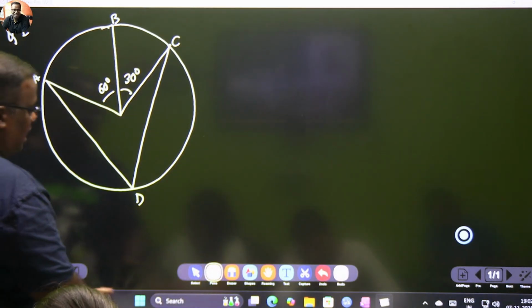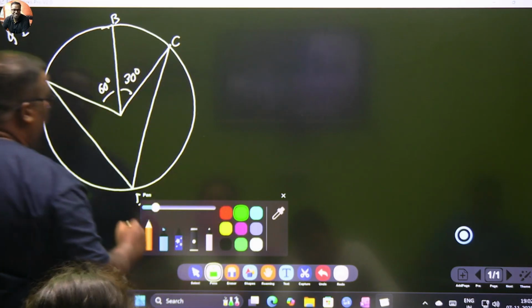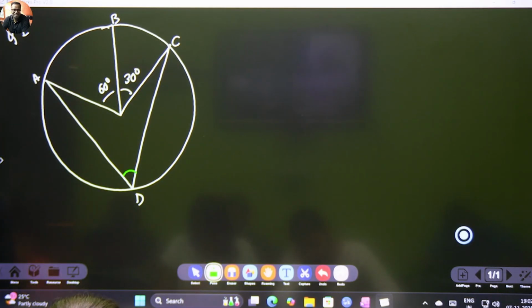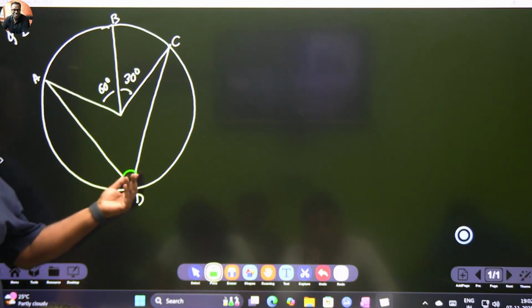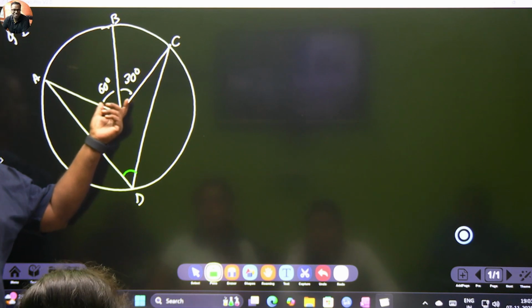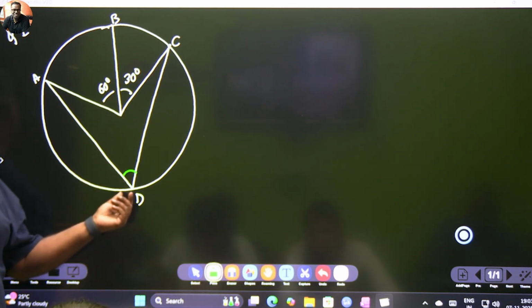We have been asked to find out the value of angle ADC. The value of angle ADC. So let's plot where is ADC. ADC, very easy problem. Will we be able to do it? So ADC is what? How much is the measure of sum of these two angles? 90. So ADC should be half of 90. So it will be 45 degree.